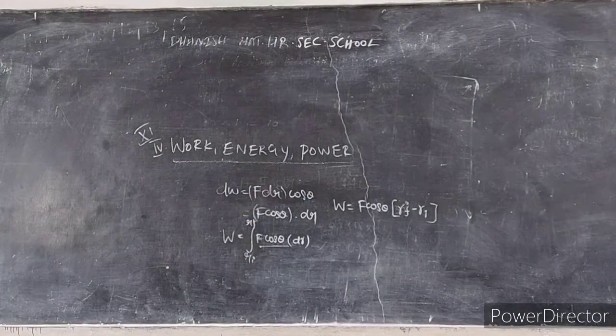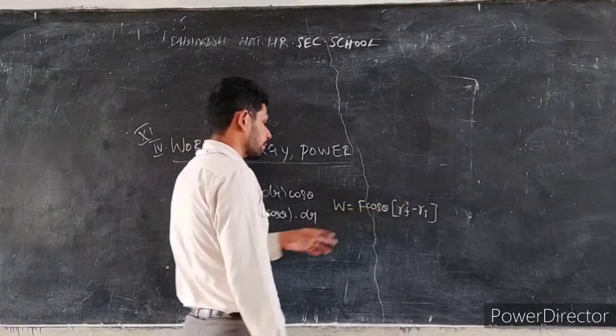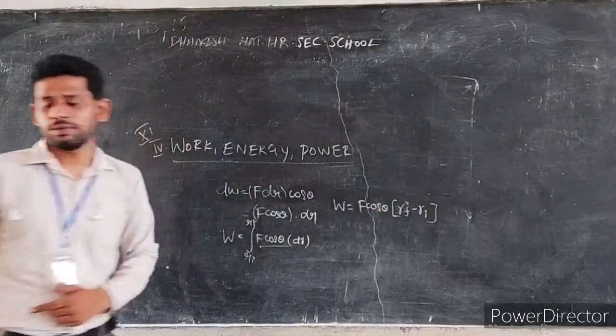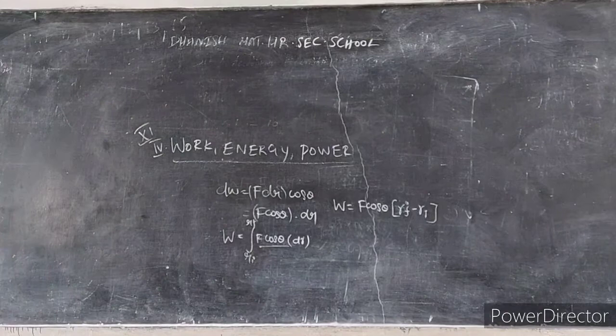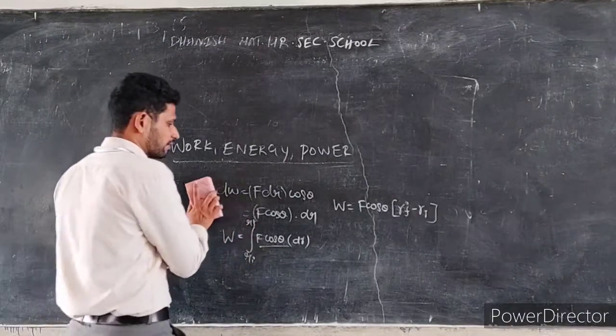Okay, now suppose work done by the variable force. What will happen? Work done by the variable force is nothing but the same thing: the integral of F cos theta dr from Ri to Rf will be equal to the work done by the variable force.